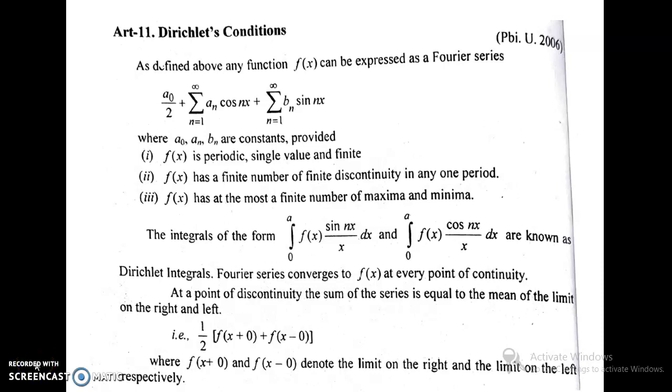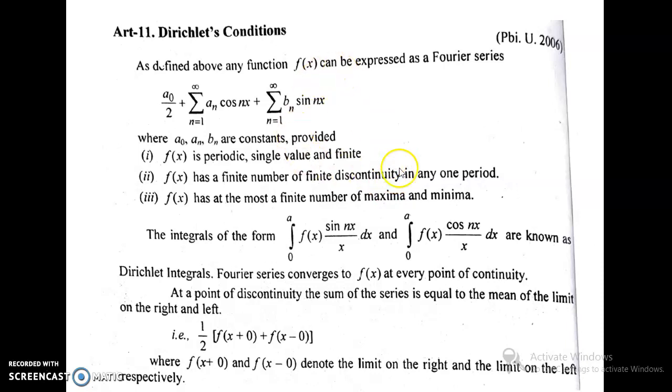In this lecture, first of all, we define Dirichlet conditions. Fourier series of the function is defined as this series where a0, an and bn are Fourier constants, and this series holds only under some conditions. First one is function should be periodic, single valued and finite. Second is function has finite number of finite discontinuity in any interval. Third one is function has at most finite number of maxima and minima.